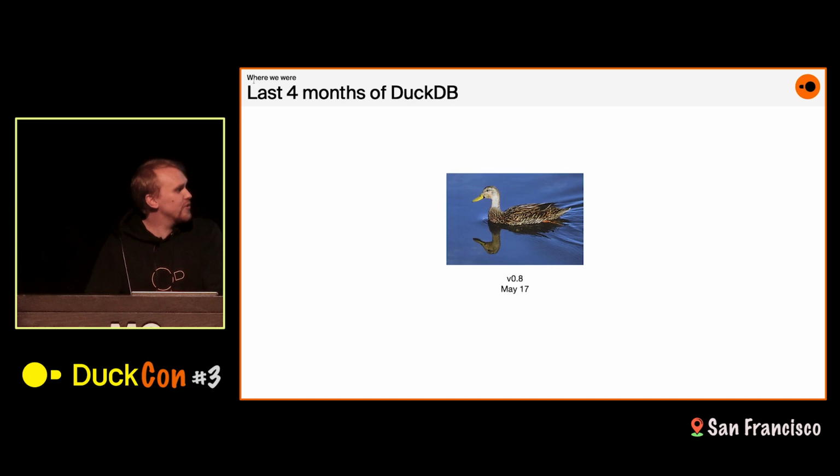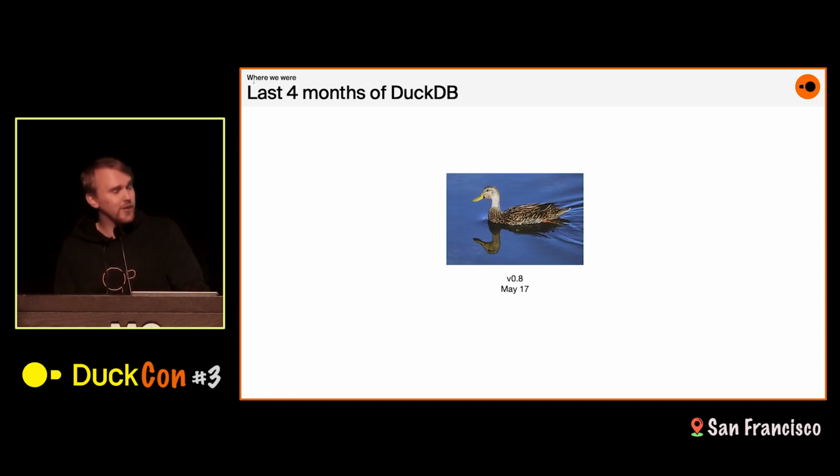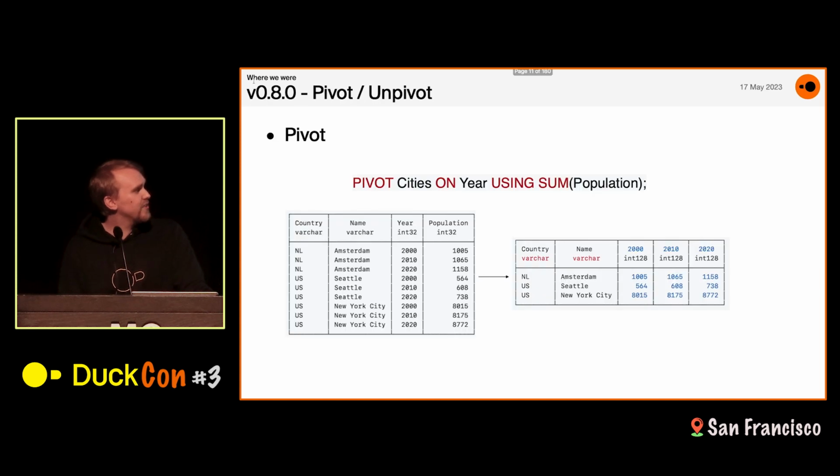After that, we had version 0.8, May 17, around a month ago. Then we had some very cool features as well. Something a lot of people have been excited about, and me as well, is the pivot feature. Pivot, for those that aren't familiar, comes from the Excel pivot table. The core idea behind pivot and the corollary unpivot is that you turn columns into rows and rows into columns. So you have this sort of transformation.